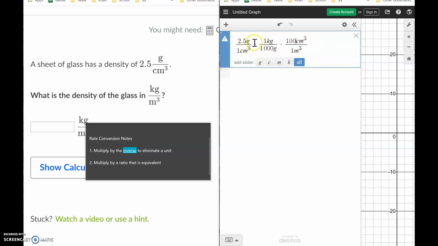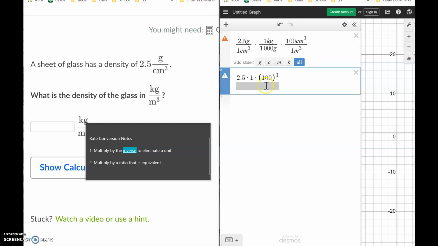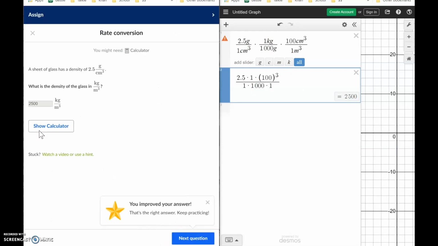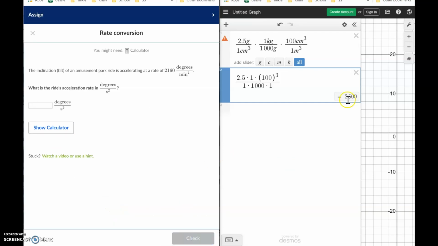So here's the math with the symbols. Now I'm just going to multiply the numbers. So we got 2.5 times 1 times, and I'm going to put this in parentheses, 100 cubed. And then in the denominator we've got 1 times 1,000 times 1. So I'm just rewriting this without the letters. And we get 2,500. So let's go ahead and see if that's correct. And it is correct. Alright, so let's go ahead and move on to the next question.